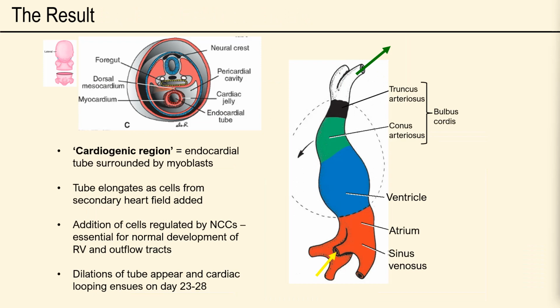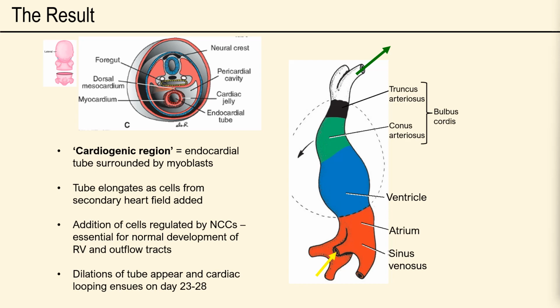Once the endocardial tube has formed from the primary heart field and the neural crest cells have encouraged the lengthening of the outflow tract and the remaining right ventricle from the secondary heart field, these two tubes are able to meet and form a single heart tube. Just before days 23 to 28, the heart tube is going to dilate. This occurs just before a process called cardiac looping. But before we get into that, let's break down the image on the right.